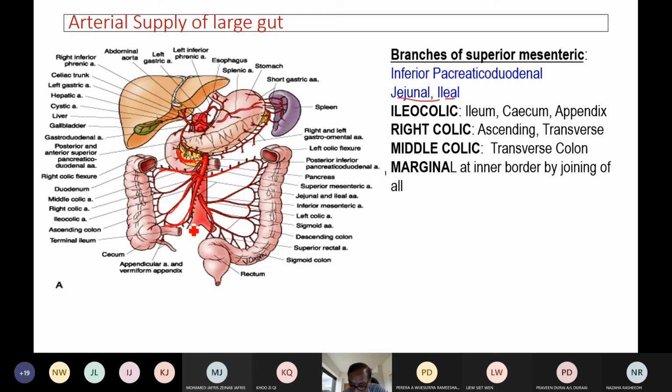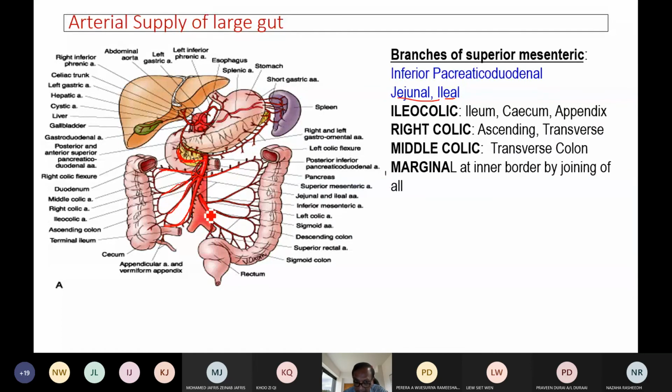So what are the structures they are supplying? Ileocolic we have already learned: ileum, cecum, appendix. If we look at the right colic here, this is right colic. It supplies mainly the ascending colon and part of the right colic flexure. But middle colic supplies the whole of the transverse colon. Now, who is taking part after this? What will happen?